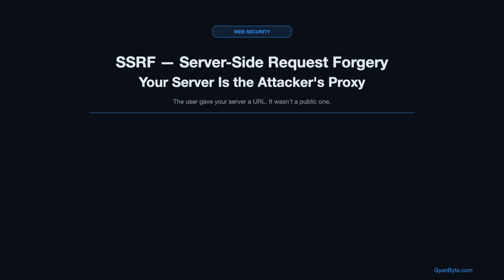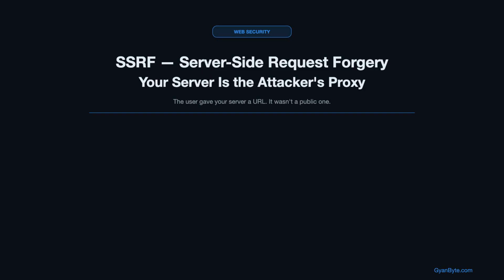Your app has a feature: fetch a URL. Maybe it's an image preview, a webhook, or a PDF generator. The user gives it a URL and your server fetches it. But the user didn't give you a public URL, they gave you an internal one. And your server just fetched it.